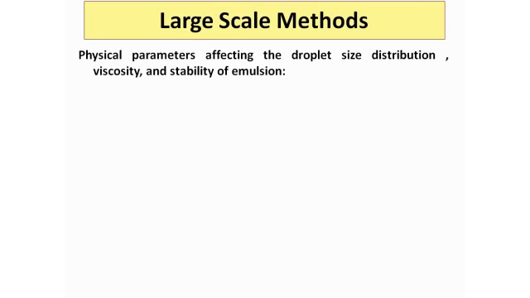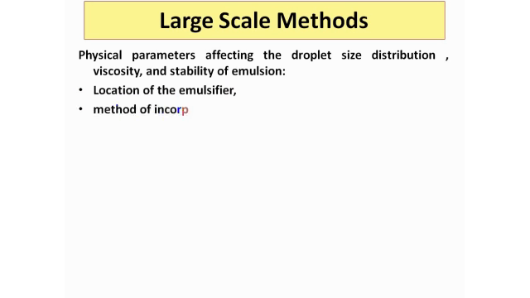So, the large scale method. In the large scale method, there are different physical parameters which affect the droplet size distribution of the emulsion. What are the factors which affect the droplet size distribution of the dispersed phase, the viscosity of the dispersion medium, and the stability of the emulsion? Number one, the location of the emulsifier: whether it is located at the surface of the droplet of the dispersed phase or in the dispersion medium.